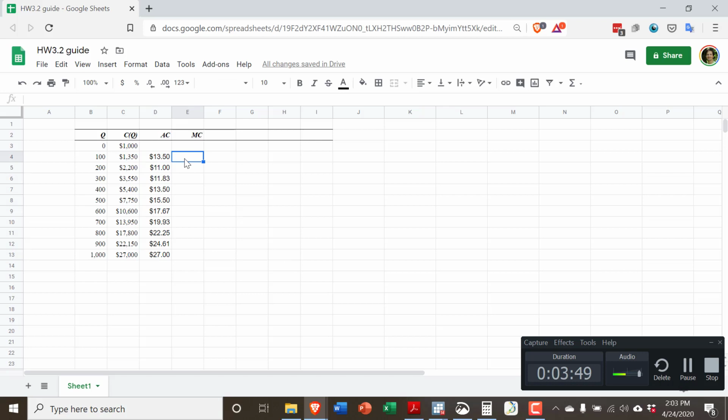And then the marginal cost is simply the change in the cost, right? Here we can't quite use that method, because if you took the marginal cost as simply $1,350 minus 1,000, $350 is not the marginal cost of producing the 100th pizza. It's actually the marginal cost of producing 100 pizzas. We're asking, what's the change in cost from going from 0 pizzas to 100 pizzas? Well, the change in cost then would be $350.